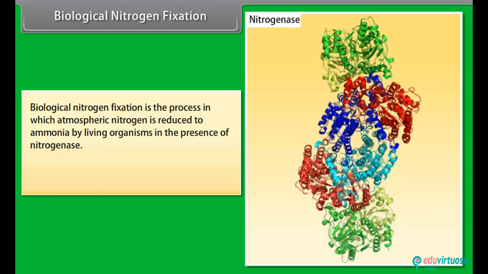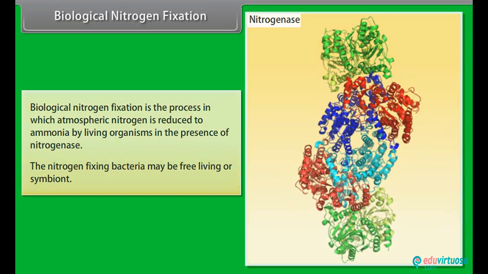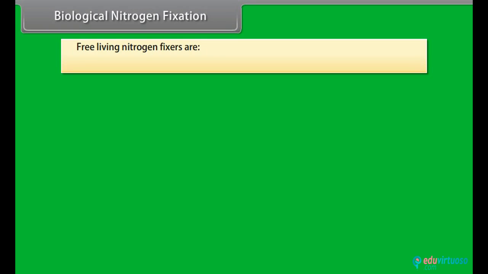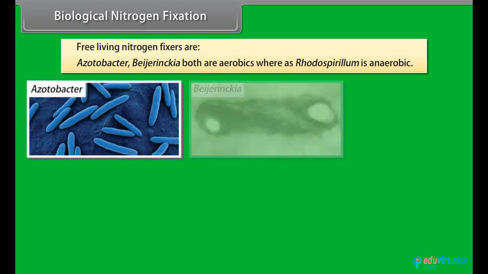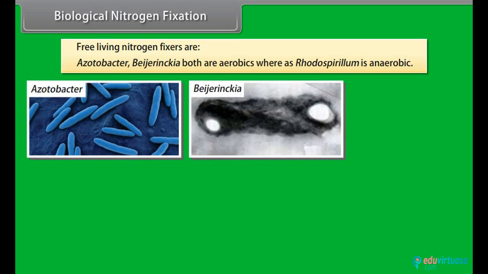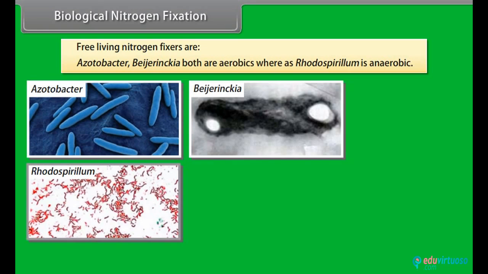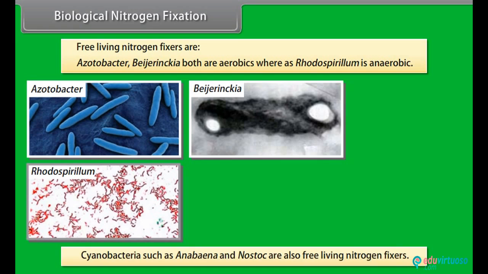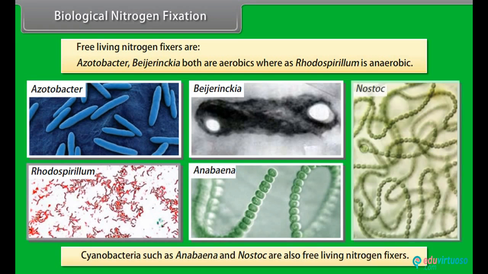Biological nitrogen fixation. Biological nitrogen fixation is the process in which atmospheric nitrogen is reduced to ammonia by living organisms in the presence of nitrogenase. The nitrogen-fixing bacteria may be free-living or symbiont. Free-living nitrogen fixers are Azotobacter, Beijerinckia. Both are aerobic, whereas Rhodospirillum is anaerobic. Cyanobacteria such as Anabaena and Nostoc are also free-living nitrogen fixers.